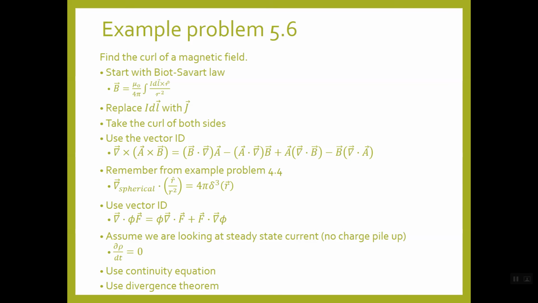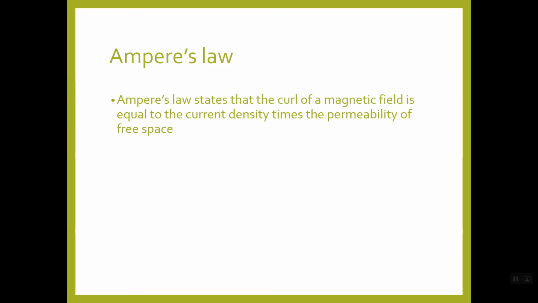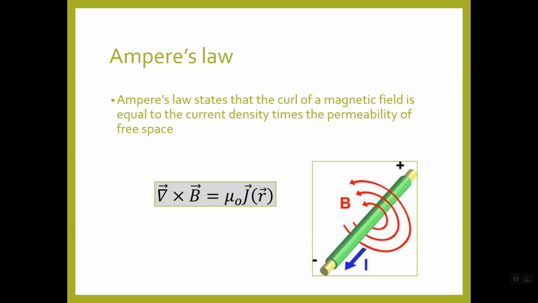Now I want you to find the curl of a magnetic field. It's a little longer process, but I give you the steps on how to do that here. What you're going to find is Ampere's law, which states that the curl of a magnetic field is equal to the current density times the permeability of free space. Okay, so you have current, and the magnetic field created by that current you can find by using the curl of that magnetic field, which will equal that current density.